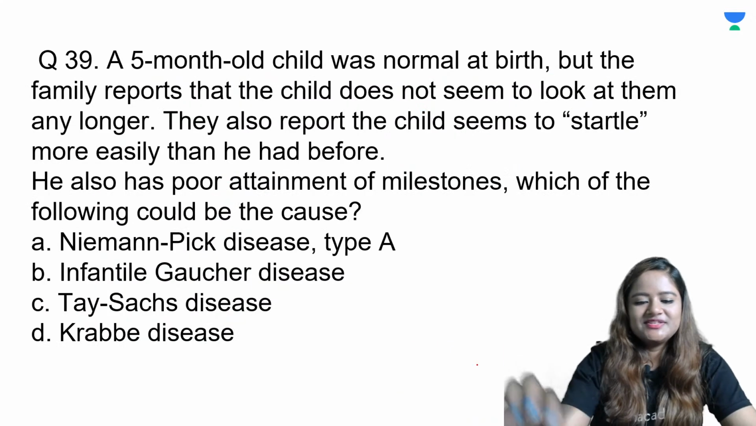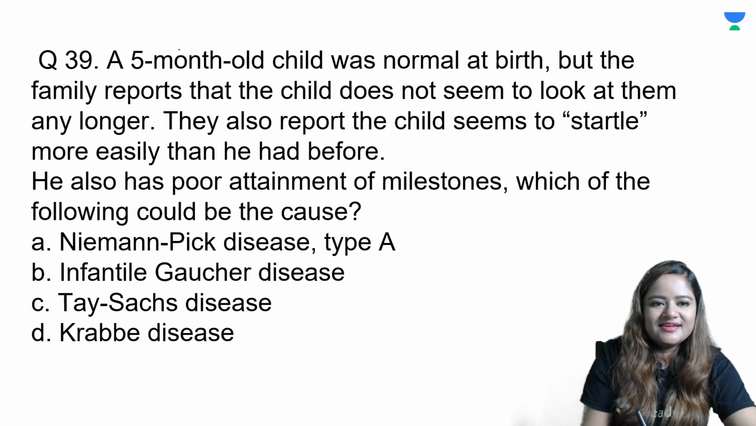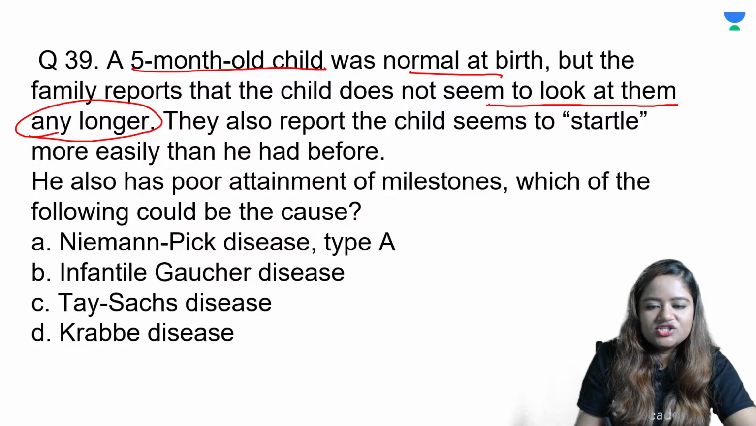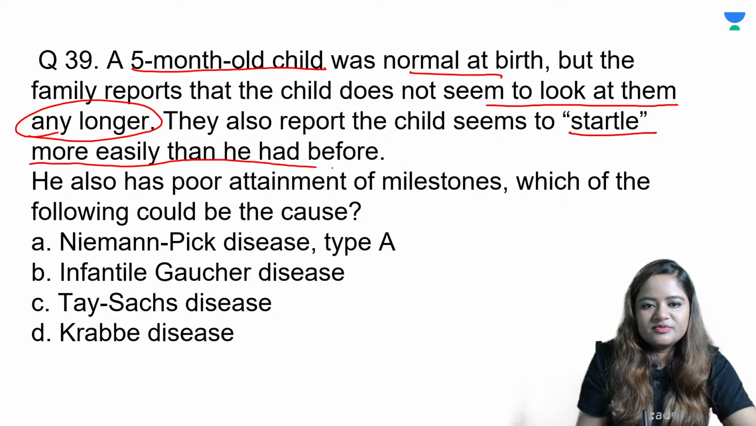Okay, so let's move on to the next question. Question number 39. A 5-month-old child was normal at birth, but the family reports that the child does not seem to look at them any longer. That means eye contact is gone. The child also seems to have a startle response more easily than before. He also has got poor attainment of the milestones. So which of the following could be the most likely cause?